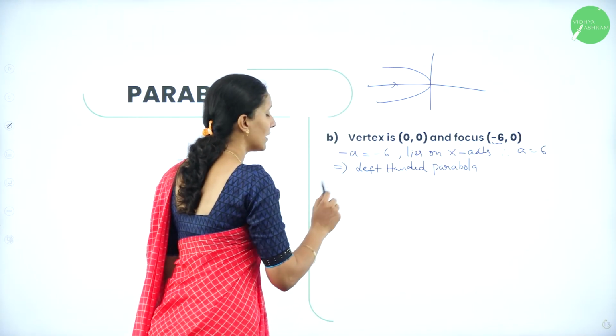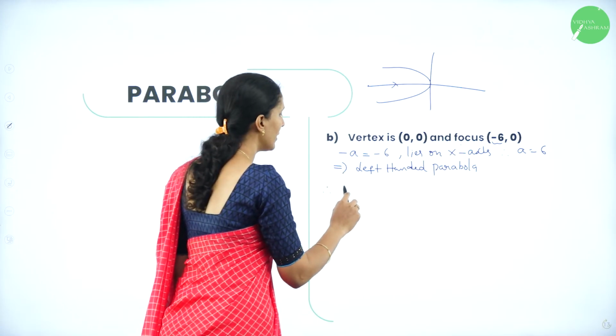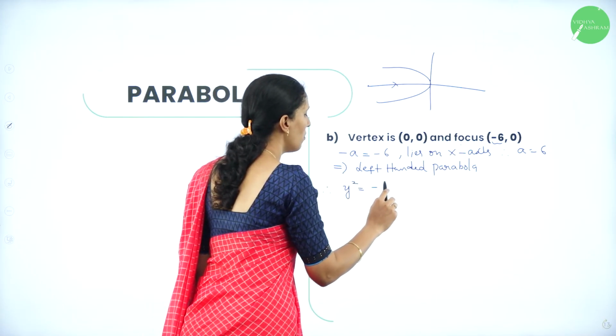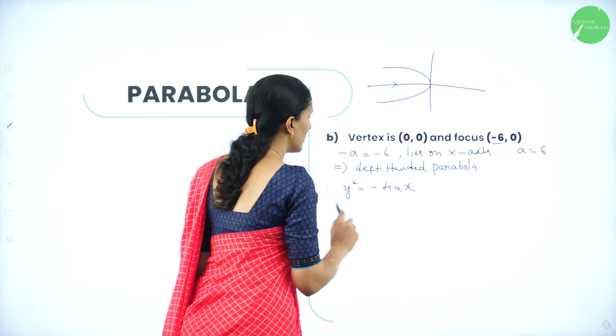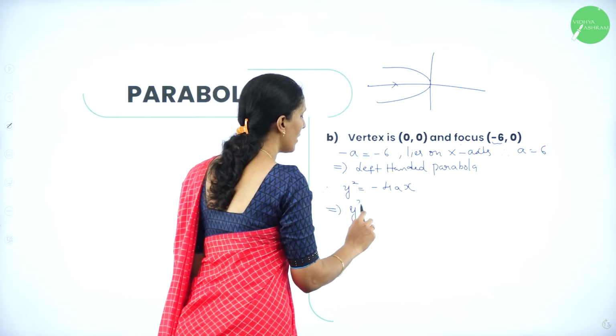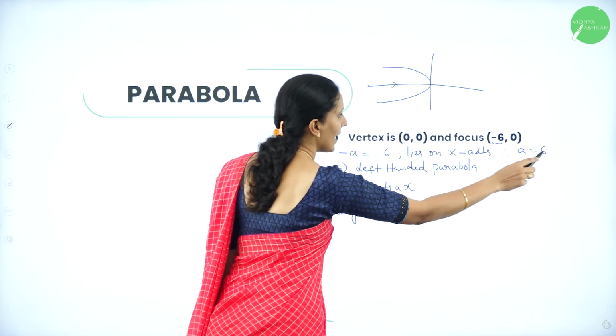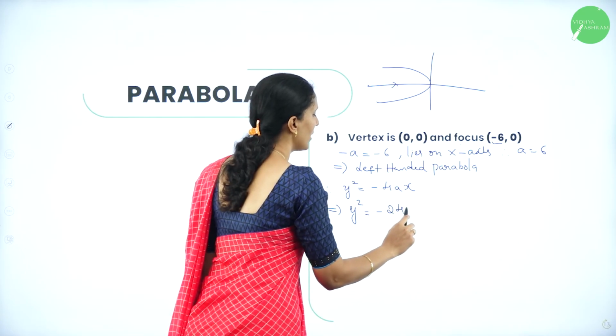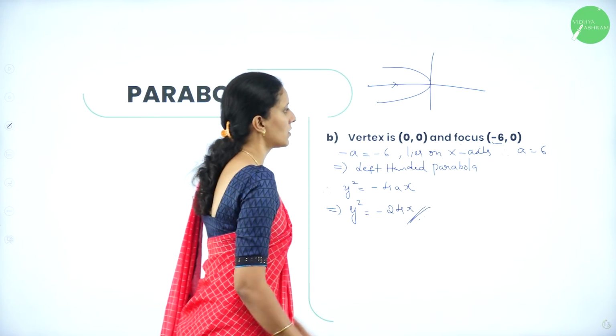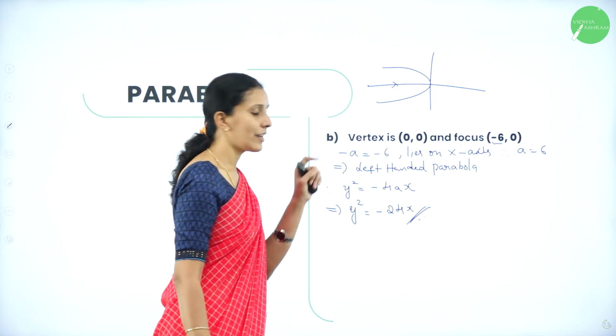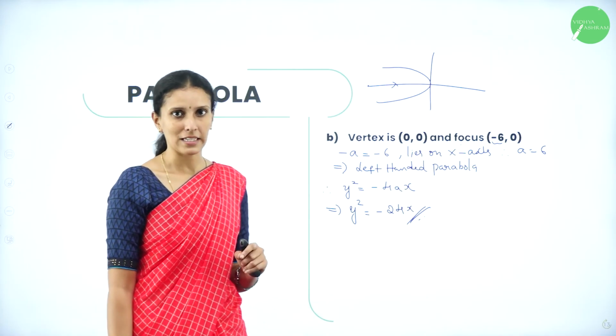So, therefore, the standard form of the parabola is y square is equal to minus 4ax. So, this implies y square is equal to minus 4 into 6, so it is minus 24x. So, minus a is given, so write it as minus a is equal to minus 6.